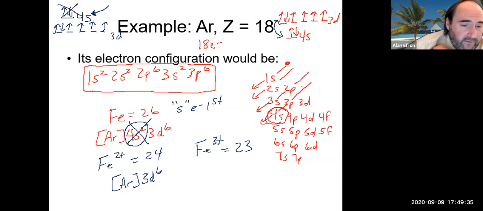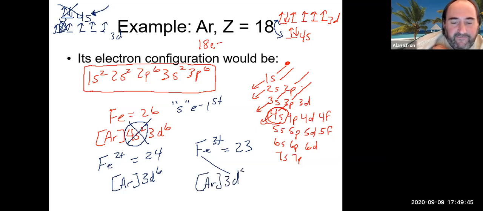And now the only other option is to go into the d electrons and lose an electron there. And it will end up with argon 3d5. So transition metals are a little bit different than everybody else in groups 1 through 8. And again, those transition metals are between groups 2 and 3. When they do lose electrons, they will always lose the s's first and then go into the d's.